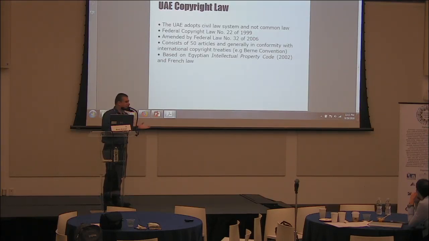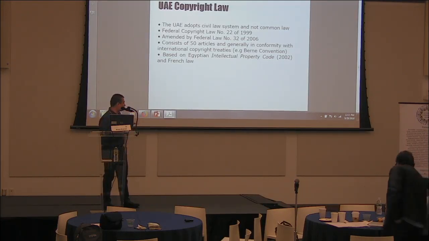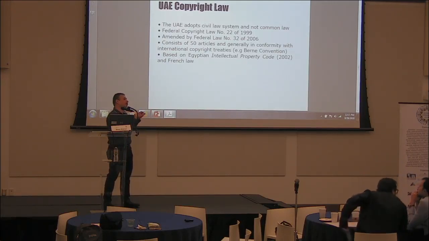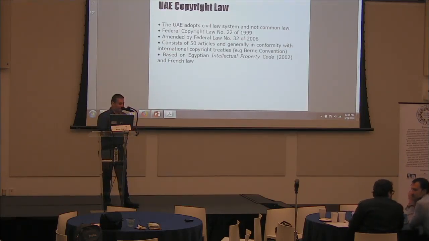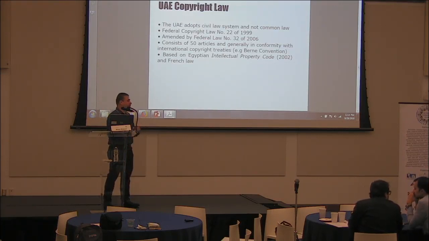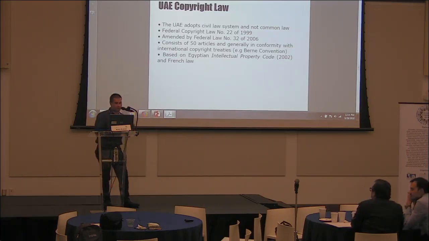And it's very basic. If you compare it to American or Australian or any other laws, it has only 50 articles, and it's based on the Egyptian intellectual property code. Okay, because they have a civil law system, and many provisions are taken from the Egyptian intellectual property code. And why is that? Because they didn't have enough experts, and they were assisted by Egyptian scholars, IP scholars, and scholars in general.